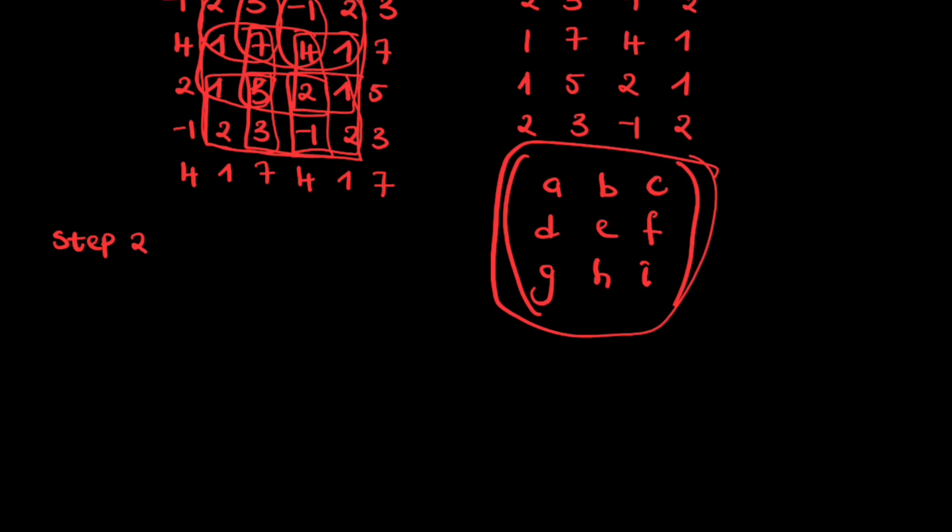Now our second step, we take each 2 by 2 matrix and look for the determinant. So we have this now. So let's take the first case.